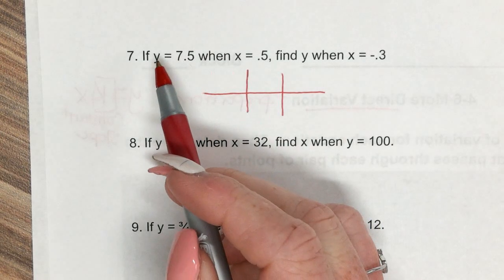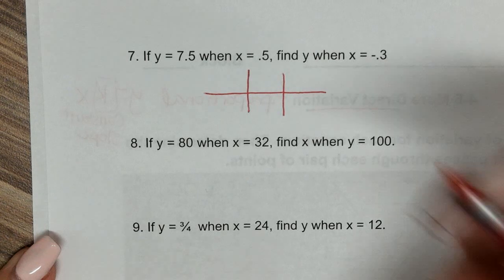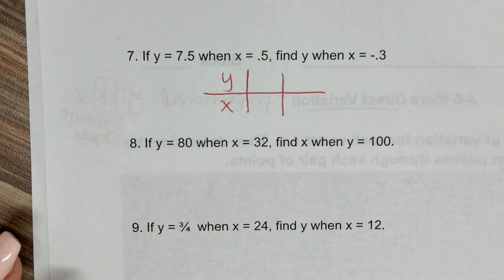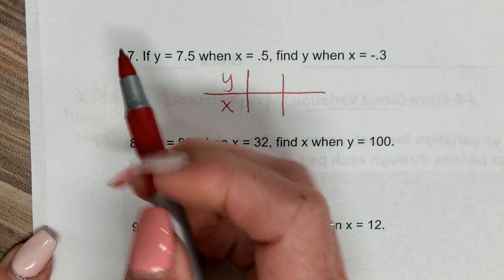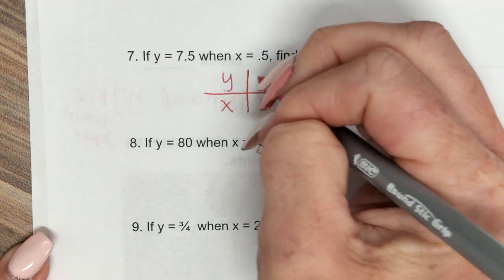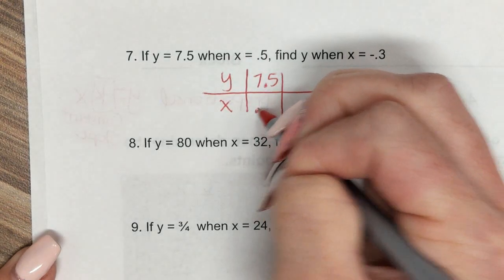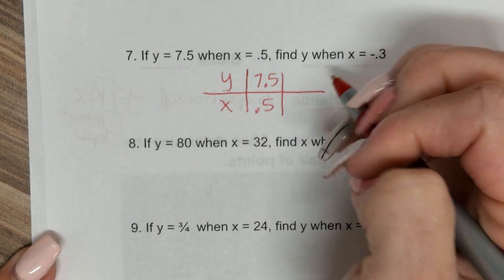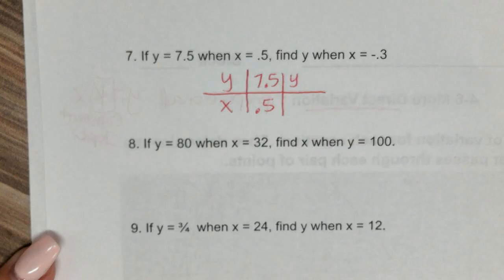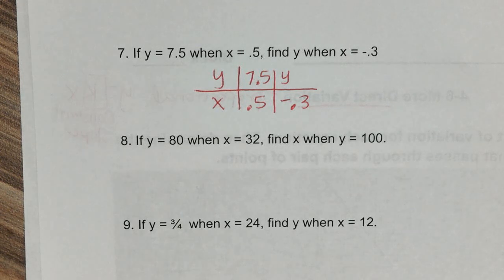So what are we comparing here? Y and what always goes on top? Y. So I'm going to put Y on top and X on bottom. And I'm basically going to make a proportional box. So it says if y is 7.5, so where would I put 7.5? Right here up top. When x is 0.5, so where's that going to go? Right here. It says find y, so I'm going to find y when x is negative 0.3. How do you solve a proportional box? Cross multiply, then divide. You're actually setting up an algebraic equation.